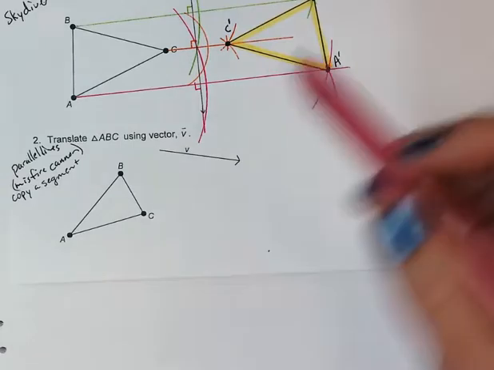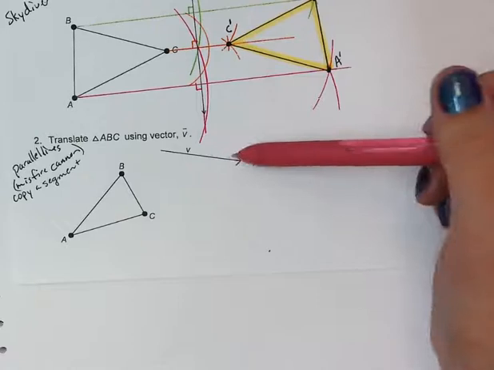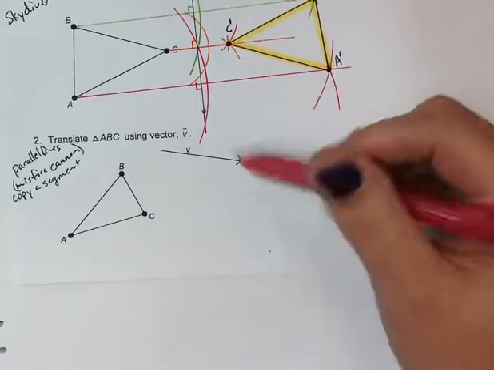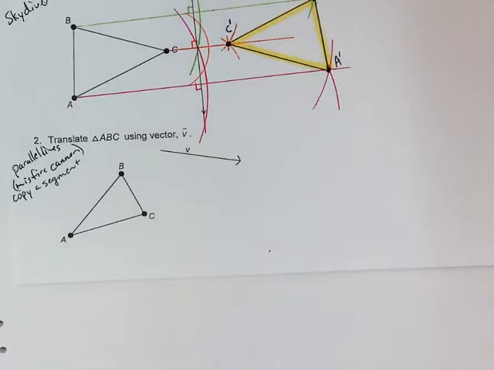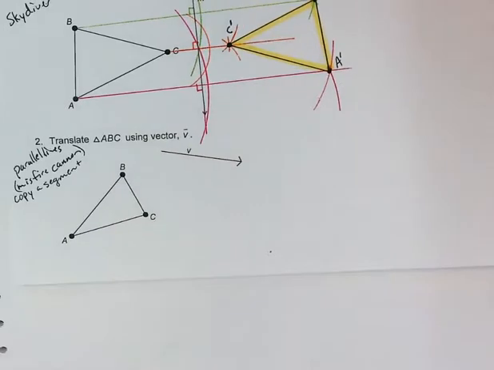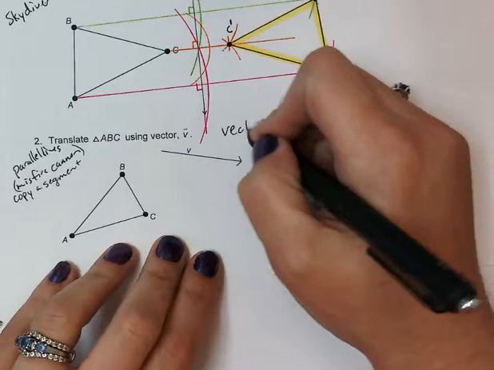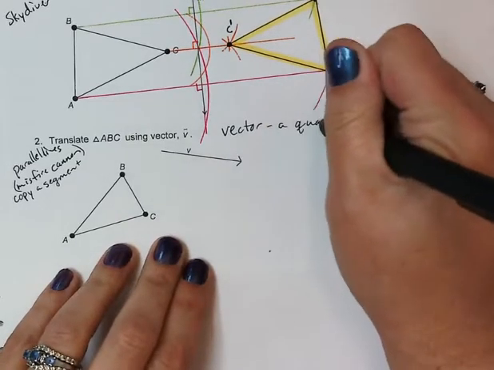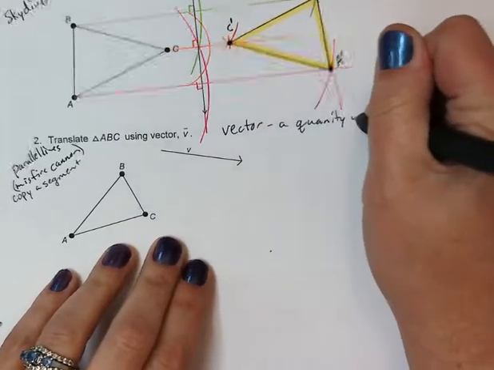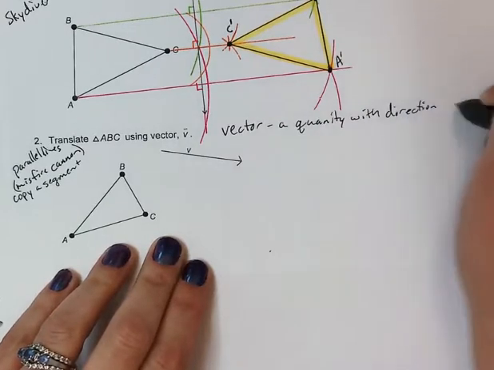So we're going to take our point that's closest to this. This line is a vector. And a vector means we are going to slide it in this direction by that amount. So our formal definition of a vector is a quantity with direction and magnitude.